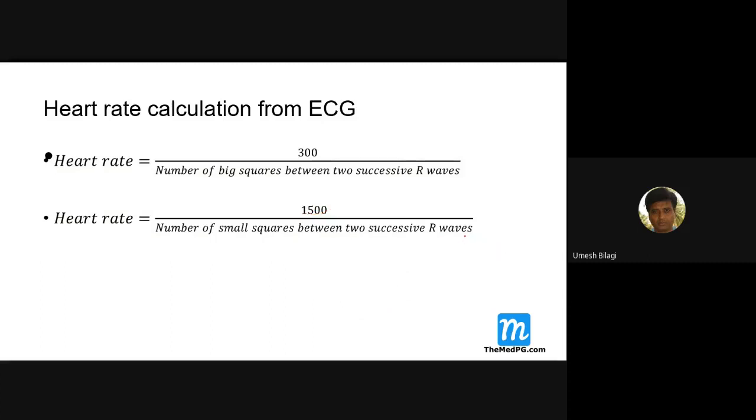Okay, this is the way to calculate the heart rate in an ECG. They may give you the RR interval, and from the interval you should derive the number of squares. So you should know the small square duration and the big square duration.